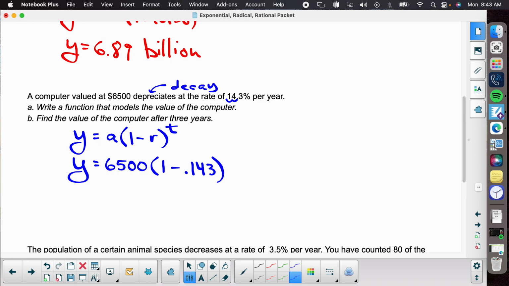Oh, here, B. I was trying to find the number of years, but it's written in part B. So then what do I put for time? 3. Excellent. And so after 3 years, this computer will be valued at 4091. How many cents? 0.24. Excellent.